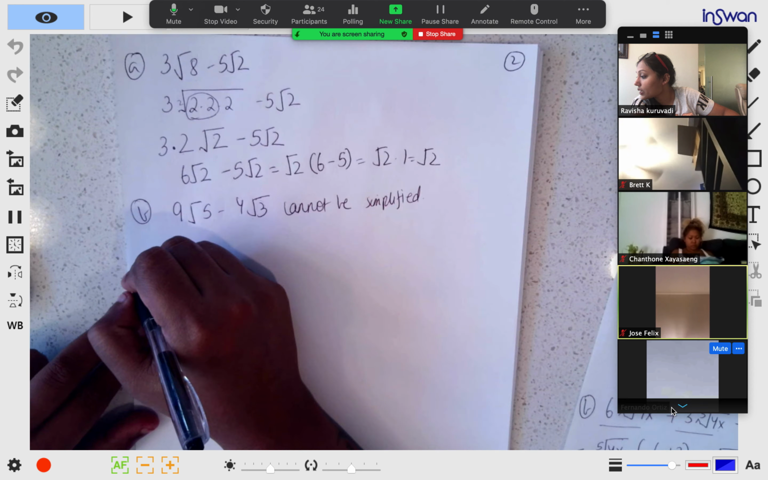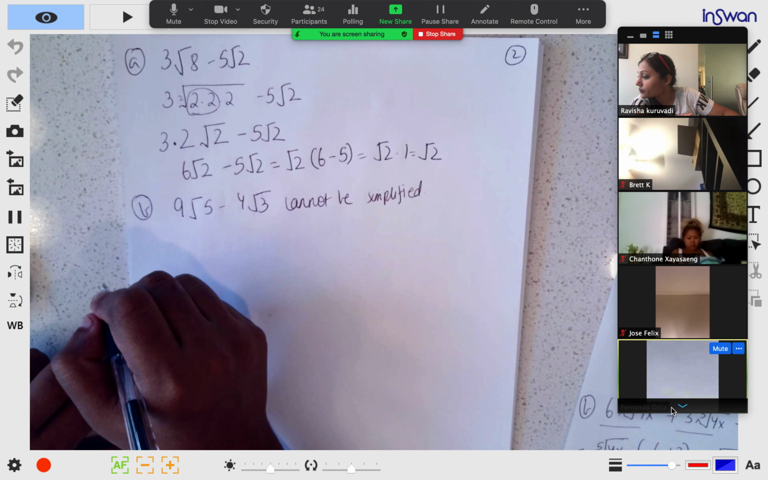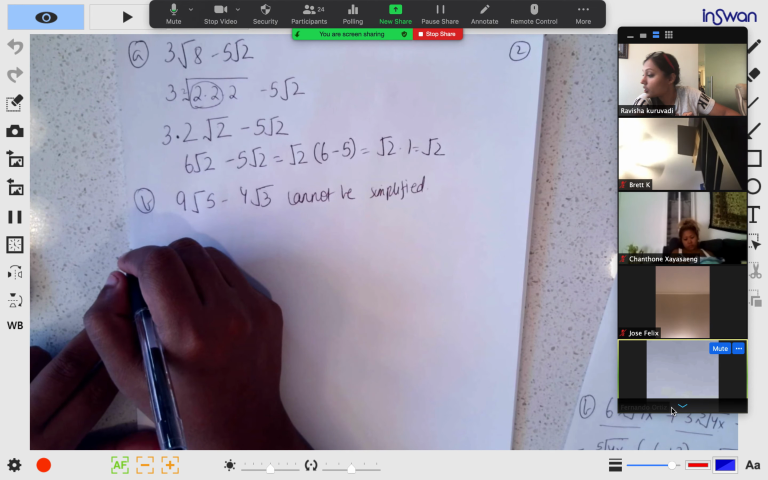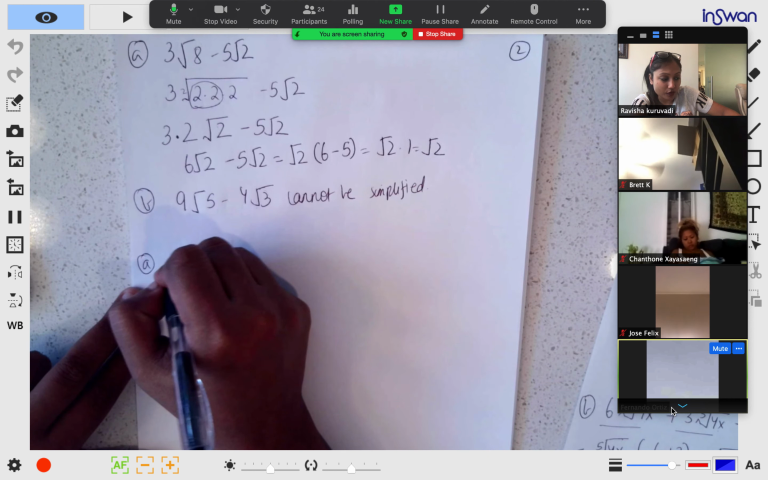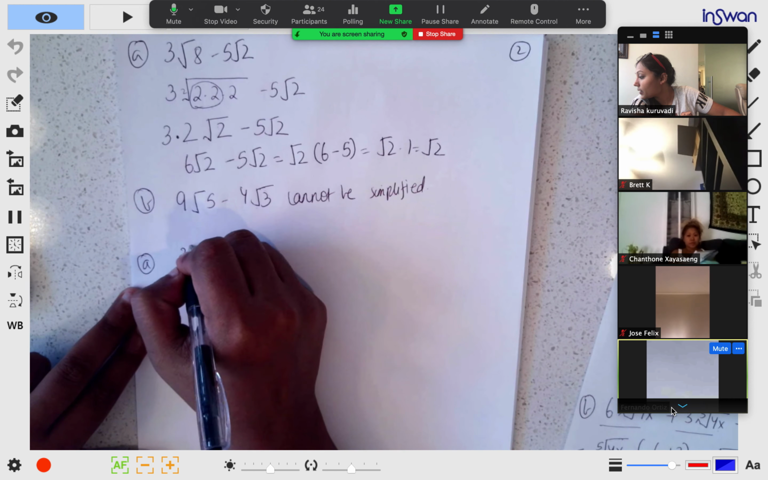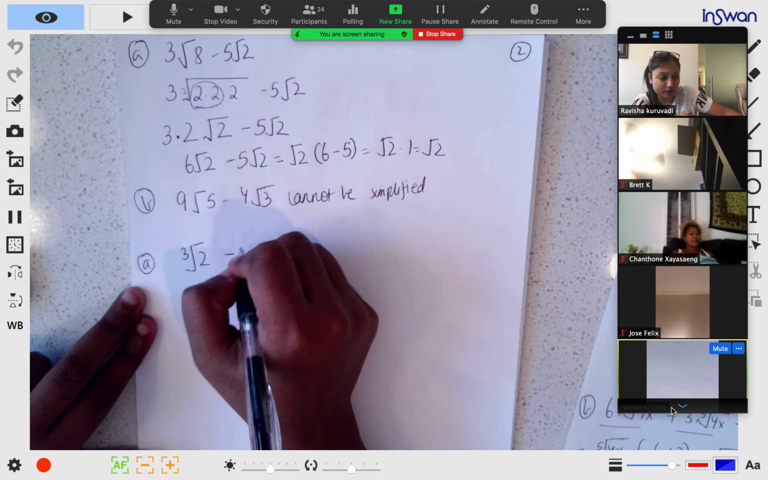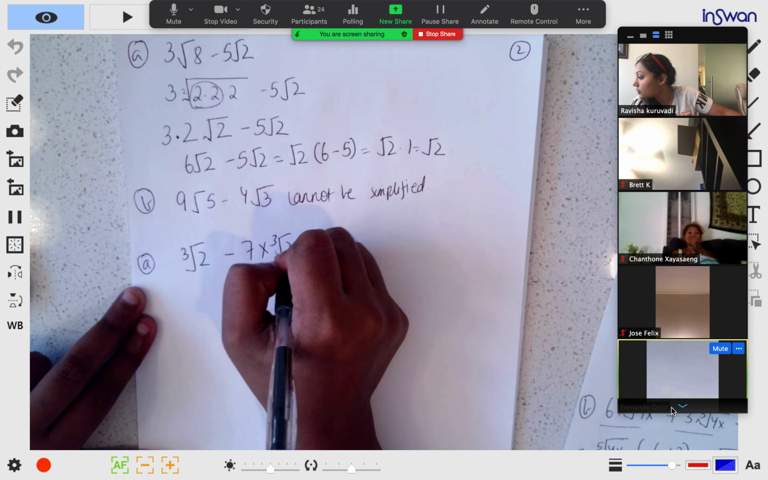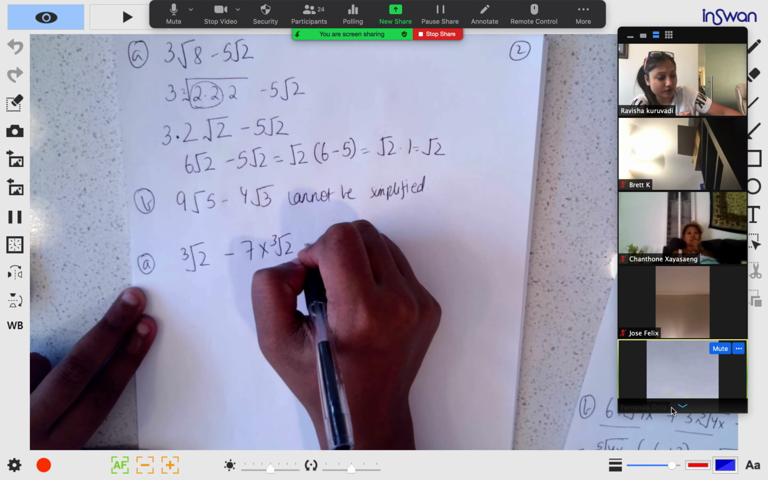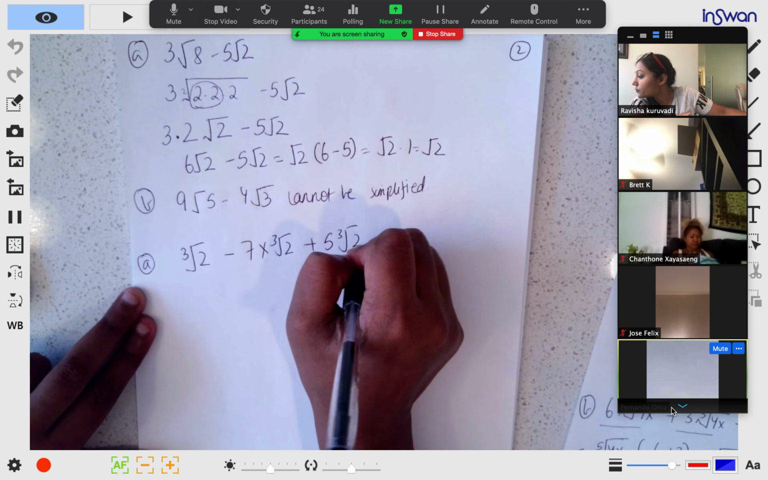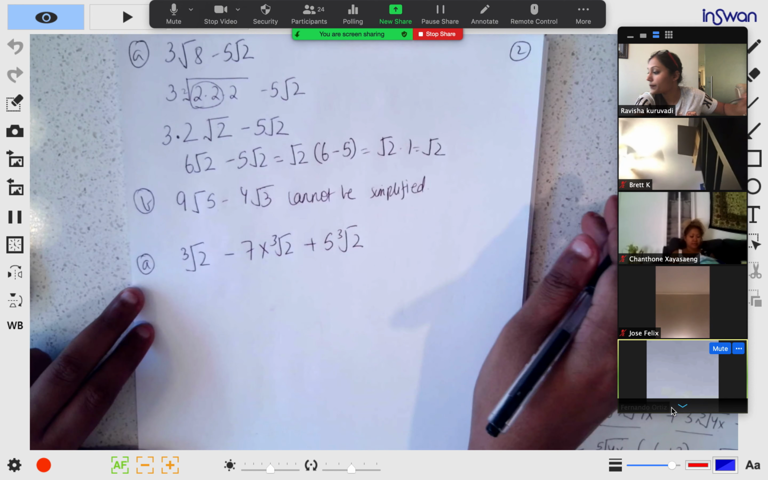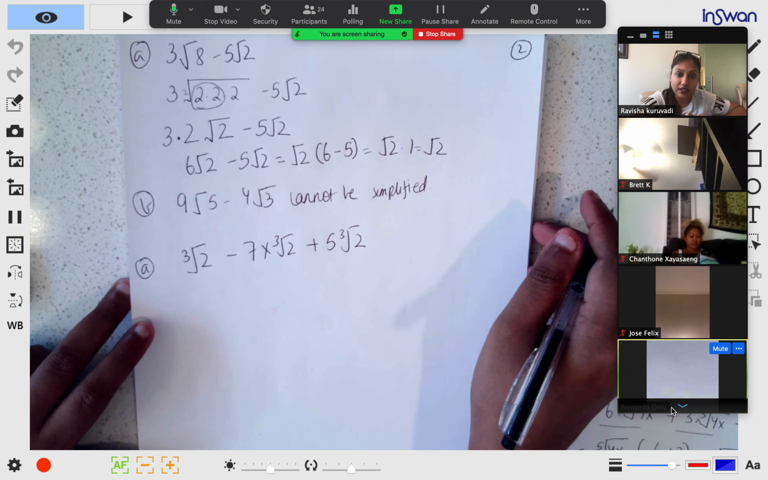Let's do one more example here. So you have cube root of 2 minus 7x cube root of 2 plus 5 cube root of 2. They say combine like terms.